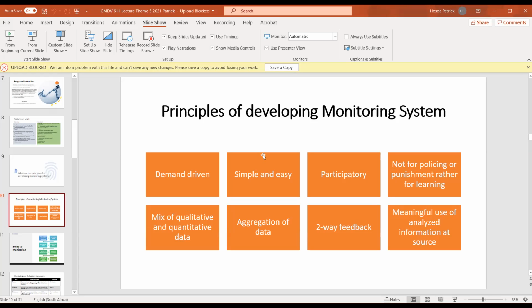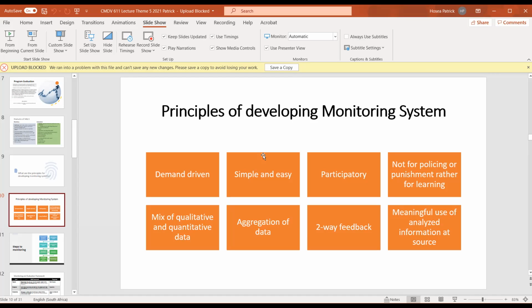As much as possible, there has to be the involvement of the stakeholders. Everybody needs to contribute to the monitoring system. It should not be a draconian or an authoritarian kind of system. When we talk about authoritarianism, we're talking about a situation whereby you are the Lord, you are the king and the Lord of the universe of your project. No, it should not be that way.